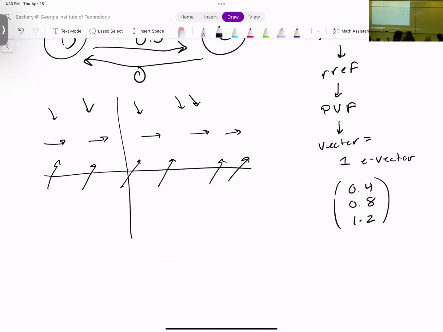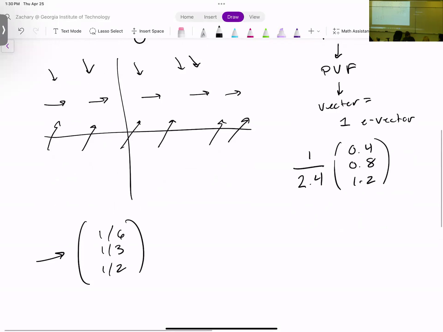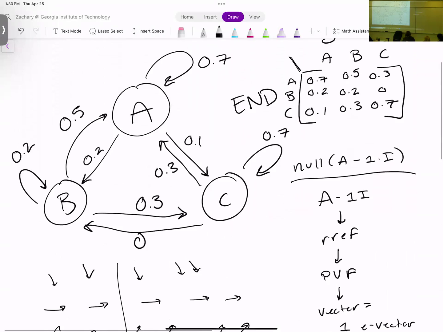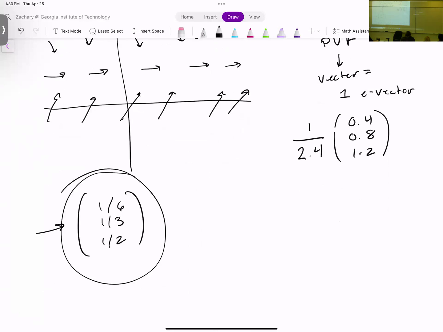So the next thing we do is divide by the sum here, which is 2.4. We're just dividing by the sum of all of these entries to get a nice, pretty vector that sums to 100%. Let's say in this case, this gives us the vector 1/6, 1/3, and 1/2. So as time goes to infinity, the steady state is that all of the people who start in A and B and C end up distributed according to this. Again, this isn't me actually calculating, this is just me not slaving over it, and I know y'all don't want to watch me row reduce, you know how to do that.